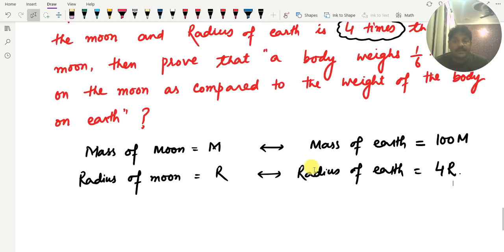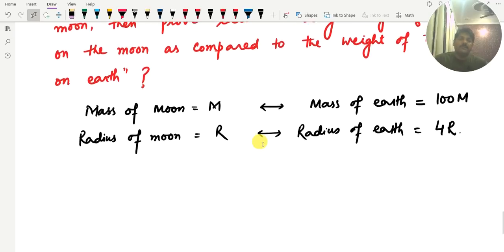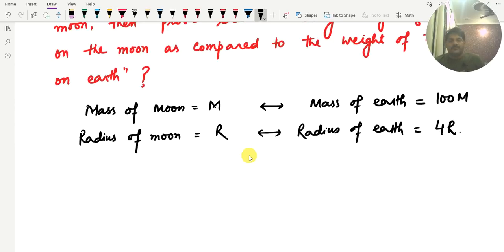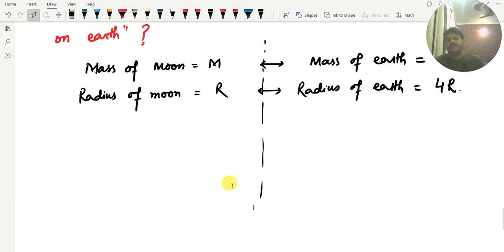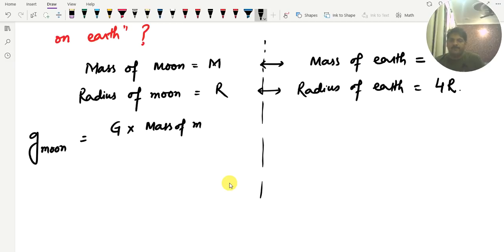So if we calculate the value of small g on moon and on the earth, then whatever value we get, we can multiply it with the mass of the body to get the weight of the body. So from these informations, let us find out g moon and g earth. G moon is equal to capital G into mass of moon divided by radius of moon whole square.